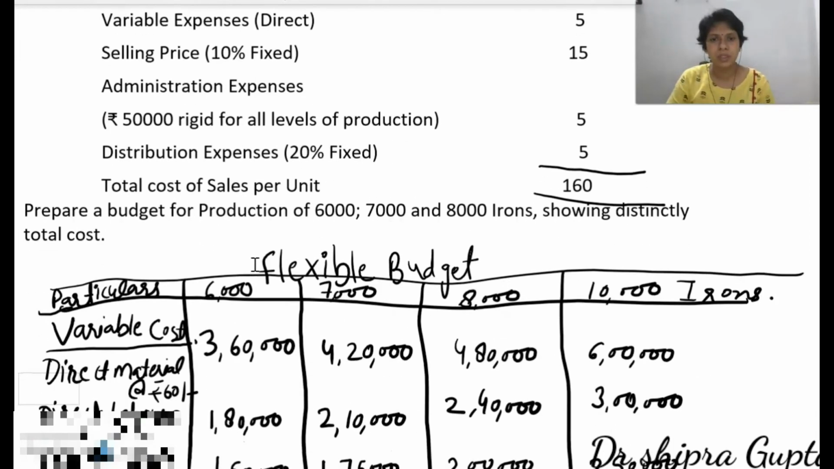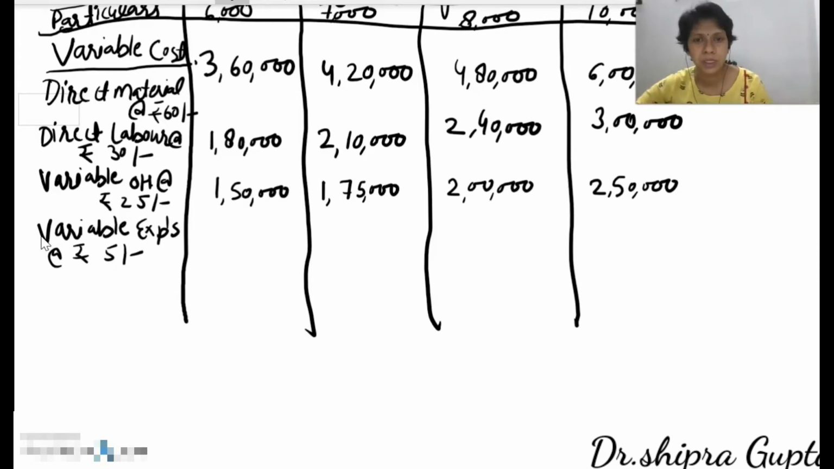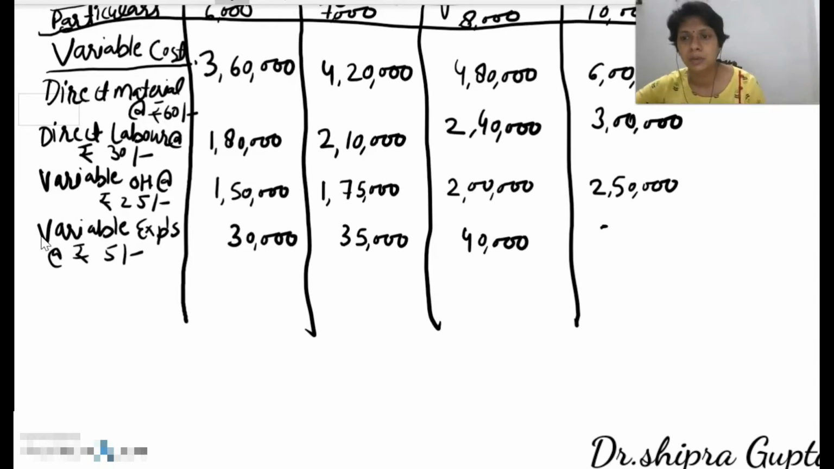Variable expenses 5 each. So the next item is variable expenses at the rate of rupees 5 each per unit given. So we will multiply 5 into 6,000. It means 30,000 rupees. 5 into 7,000, we will get 35,000. 5 multiply 8,000, we will get 40,000. And 5 multiply 10,000, then we will get 50,000 rupees.